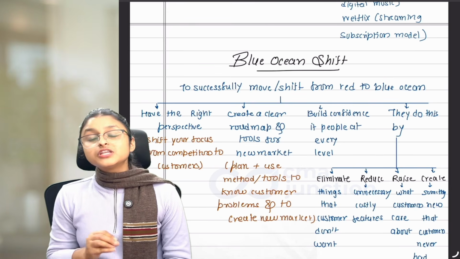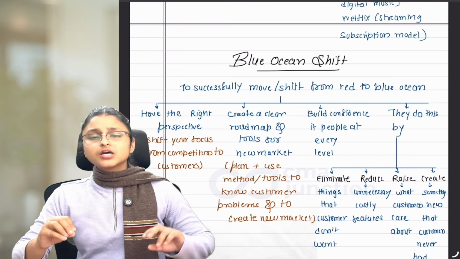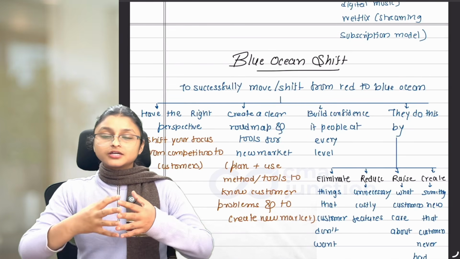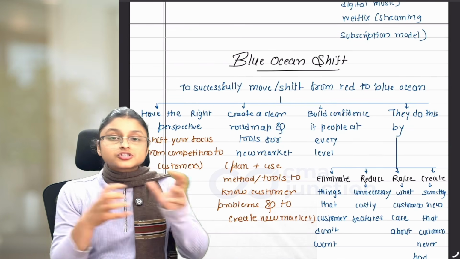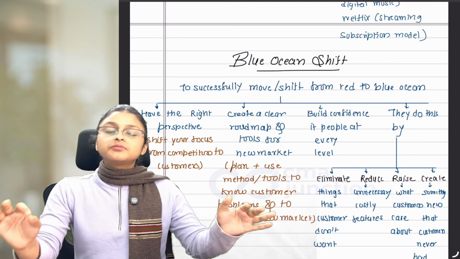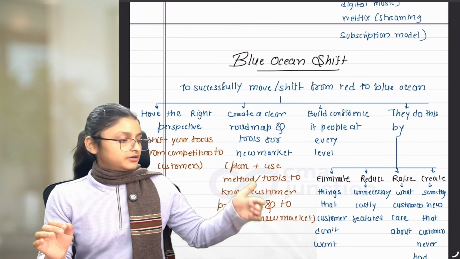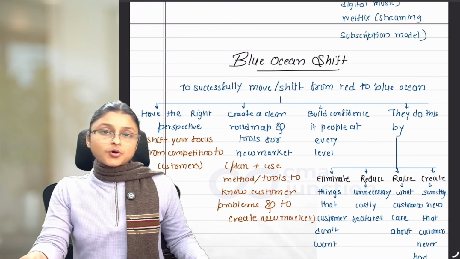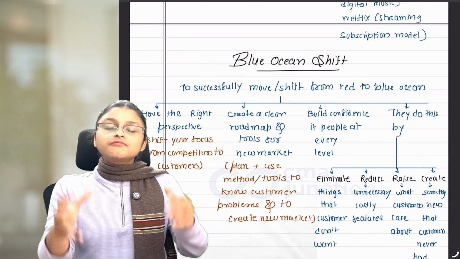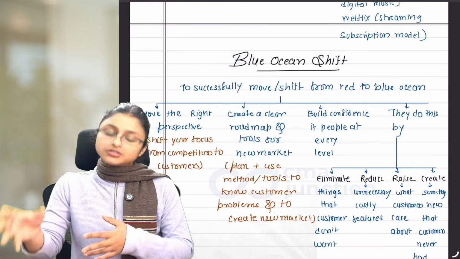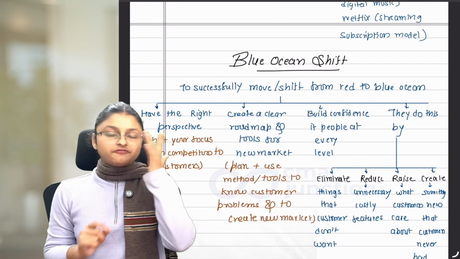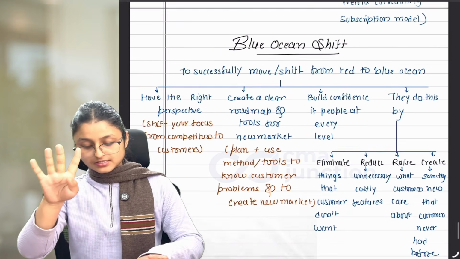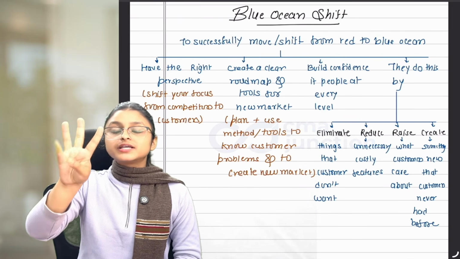Build confidence in everyone in the organization, because think about it, if the people in the organization are not connected or collaborating for this shift, then this shift will not be possible. Red to blue is a huge shift. It is a lot of risk for the organization, and that is why everyone should work together for this shift. If you want to shift from red to blue, you need to do four things: eliminate, reduce, raise and create.